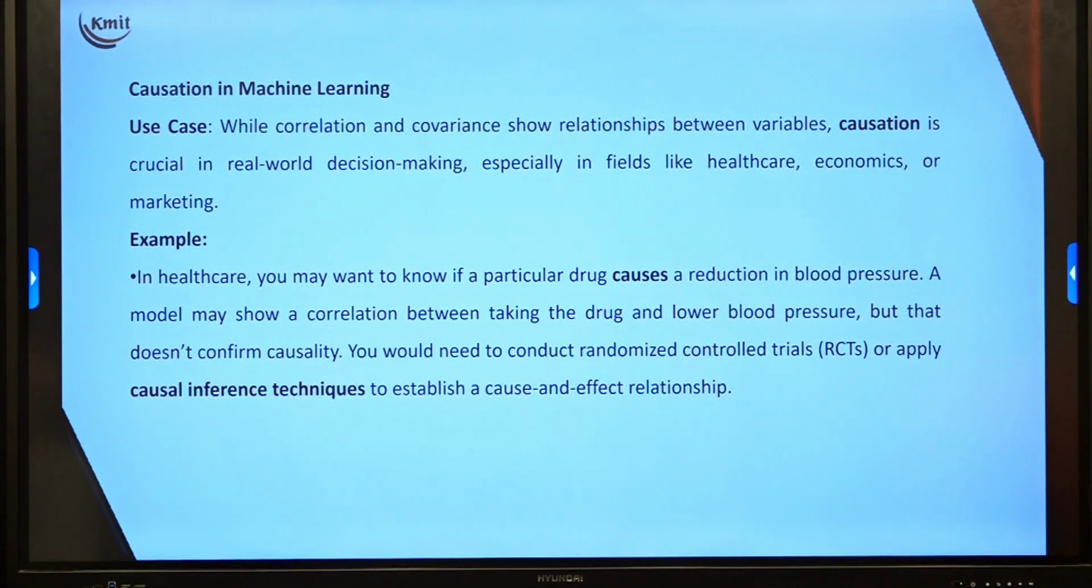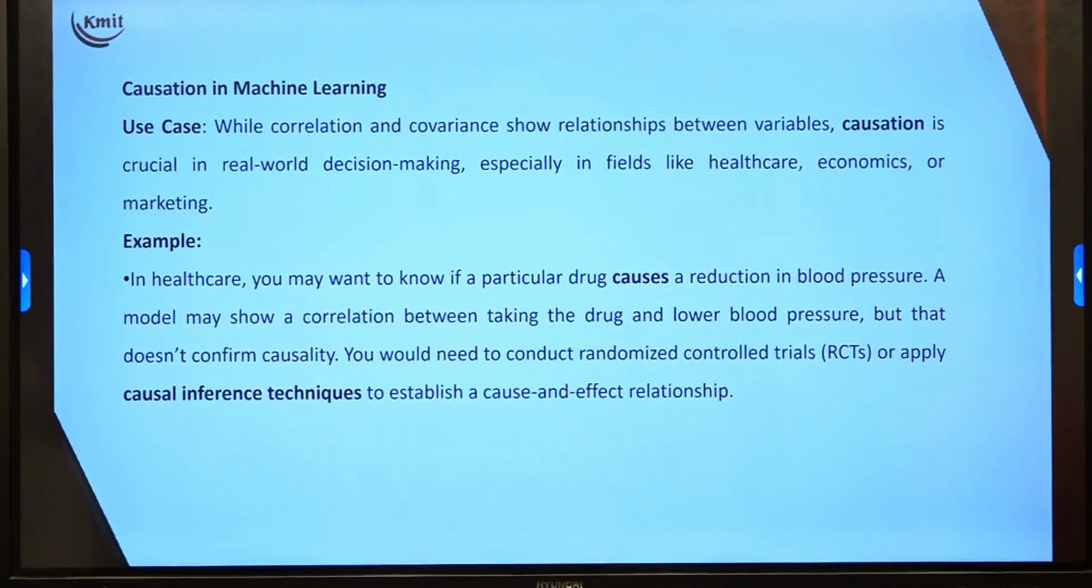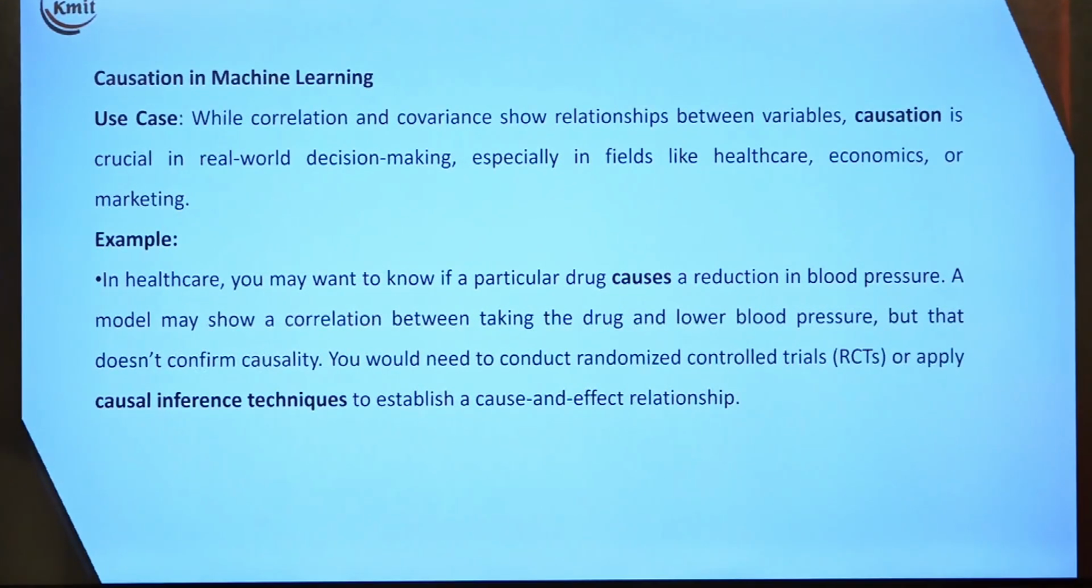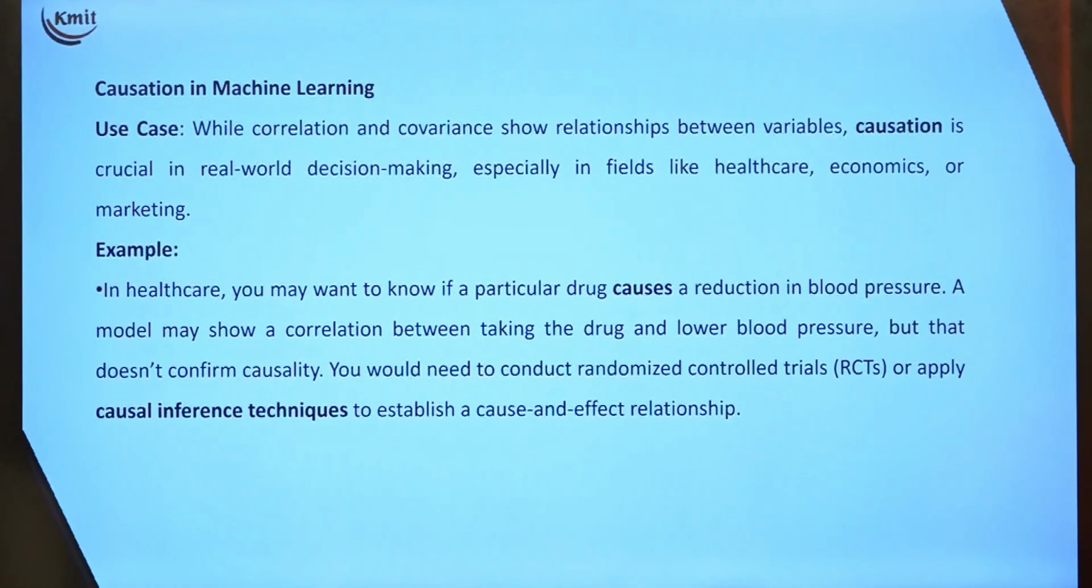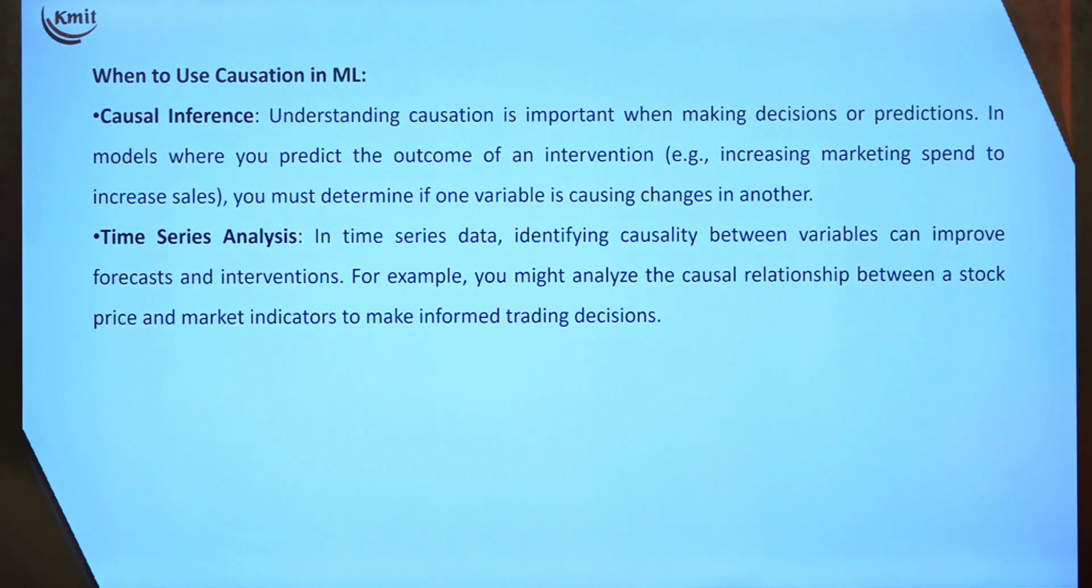While correlation and covariance show the relationship between the variables, causation helps us in making crucial decisions when we deal with real world problems. For causal inference and time series analysis, we will be using causation.